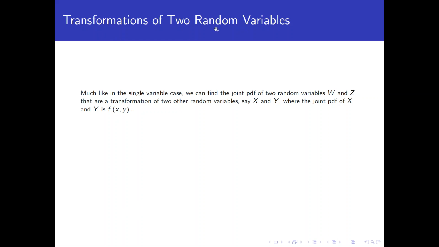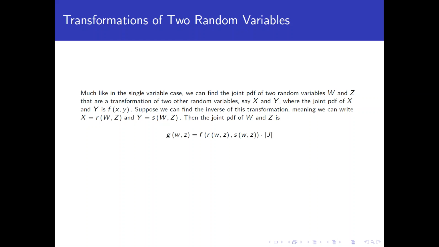In this video, we're going to be talking about transformations of two random variables. So let's say we want to find a joint PDF of w and z, and we're given w and z as functions of x and y. So let's say we can find the inverse of this transformation. What I mean is saying that we can write x as a function of w and z, and y as a function of w and z.